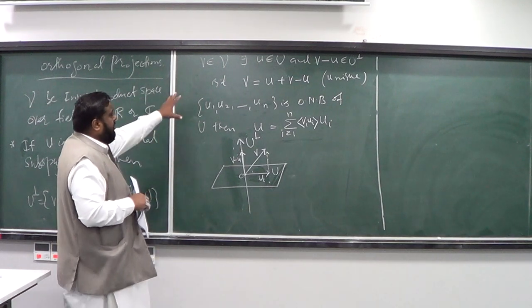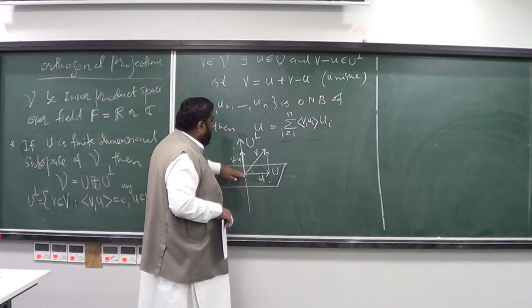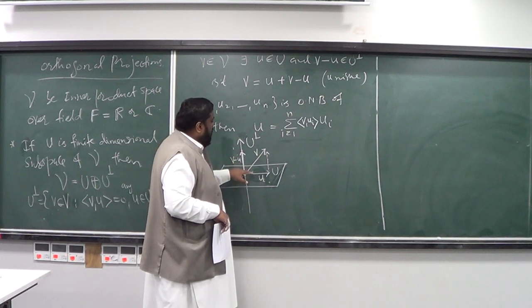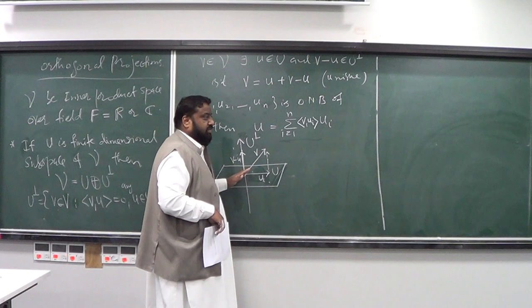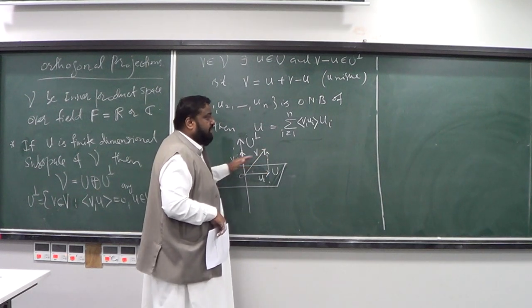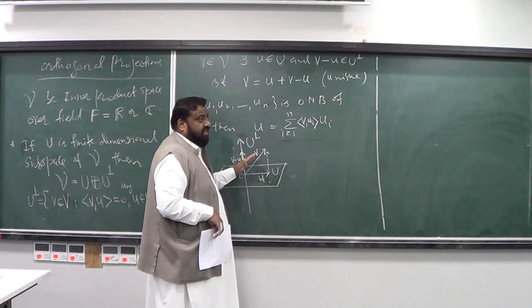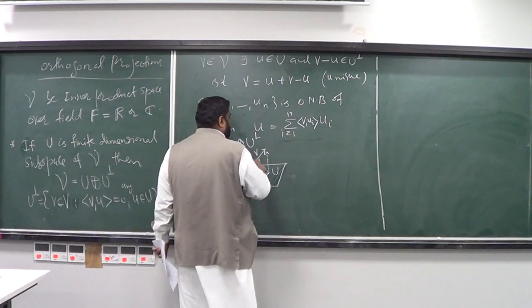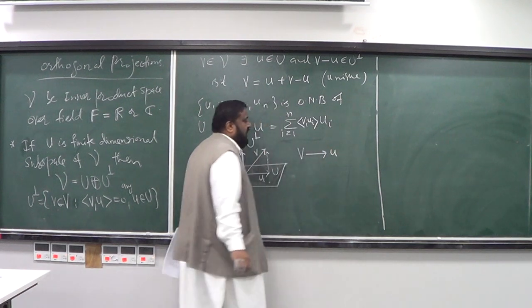So this would be the picture of what I am saying: take any vector V, and this V can be written as the sum of two vectors, U and V minus U, where U can be treated as the orthogonal projection of V onto the subspace U. And by the way, for every V, you're going to find such a vector U.